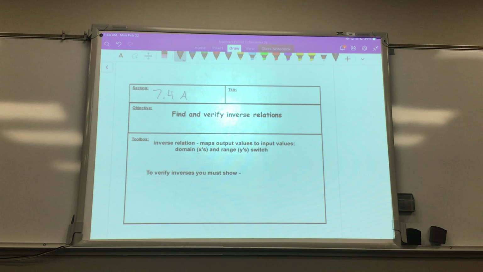Okay, so what an inverse relation is, it maps the output values to input values. Domains x and ranges y switch. So basically just flip-flopping things. So, to verify inverses, you must show.